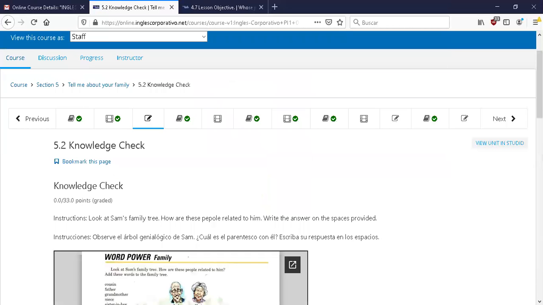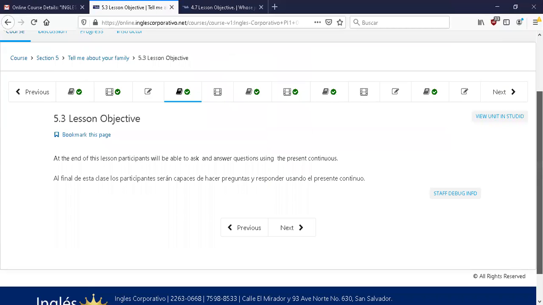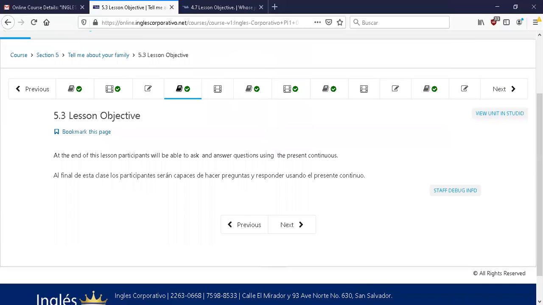Why are we working with this? Because we are going to talk about our relatives. Okay? Now, here we will work with present continuous, all right? So read it after me.